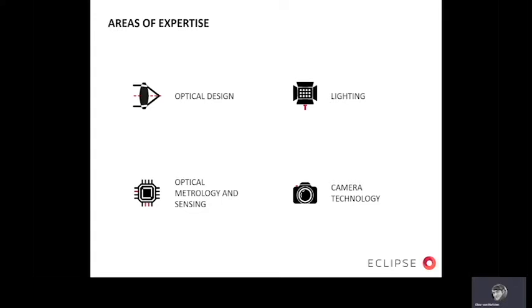A third thing we do is optical metrology and sensing, and here I think of this in a broad sense, measuring different things like distance, concentration of something in a gas, measuring any spectroscopic content of a fluid or something. The fourth thing we do is camera technology, and we're very strong here, I would say, where we have knowledge about the whole chain from taking the picture until analyzing it.